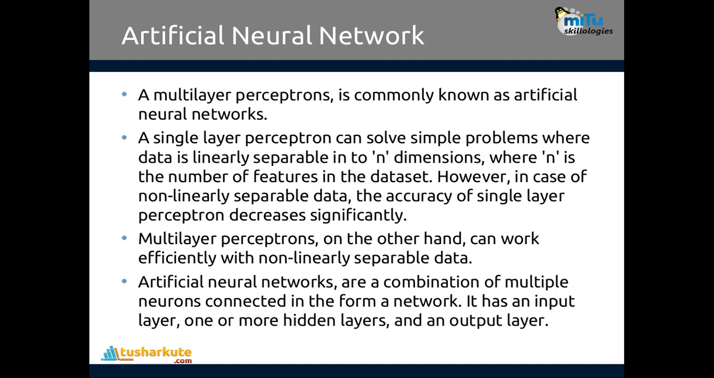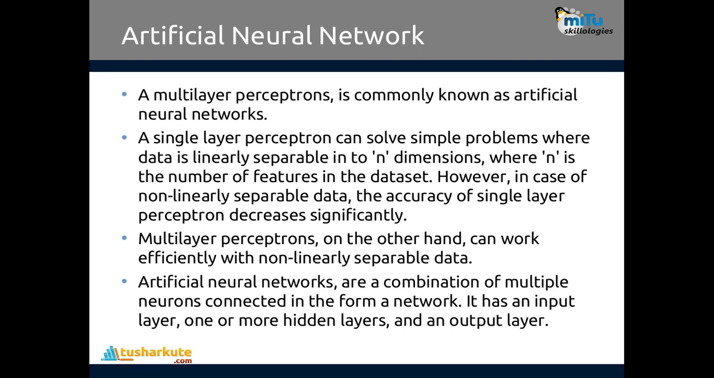Okay, so what is an artificial neural network? The multi-layer perceptron is commonly known as the artificial neural network. A single layer perceptron can solve simple problems where data is linearly separable into n dimensions, where n is the number of features in the data set. However, in the case of non-linearly separable data, the accuracy of a single layer perceptron decreases significantly. The multi-layer perceptron, on the other hand, can work efficiently with non-linearly separable data also.